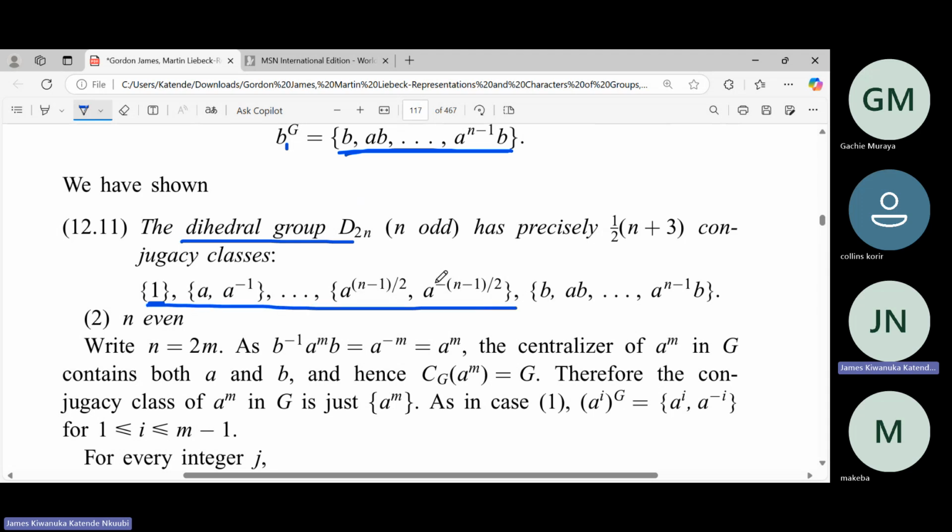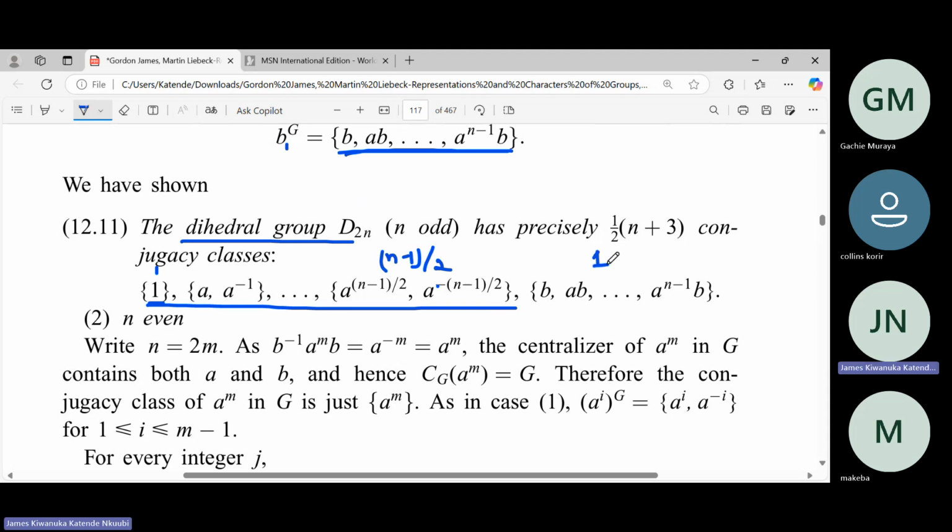So I was right. I should have just written this as the inverse. I was trying to complicate things. A inverse up to the last one will be a to the (n minus 1) over 2, and its inverse. So the conjugacy classes you have are as follows. This is 1. How many are these? These are (n minus 1) over 2 conjugacy classes, so pairs. And this is 1 more.